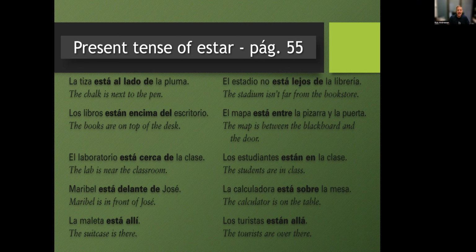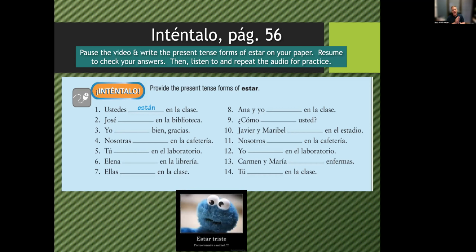Okay, so some examples of the verb estar used with these different prepositional phrases to indicate where something, an object or person, is located. Okay, so we're going to go now. We're going to have you number your papers 1 through 14, and it's just a conjugation exercise. You're just going to pause the video, write the correct form of the verb estar based on what the subject of the sentence is, and then come back and we'll go through it together. Okay? All right, muy bien.